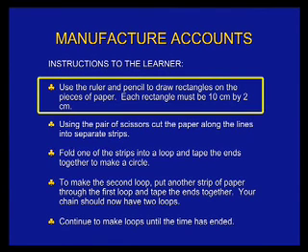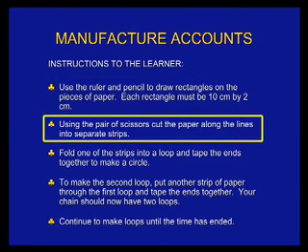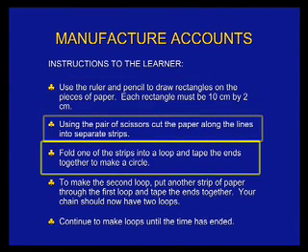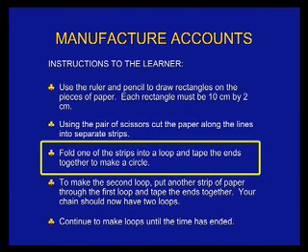Use the ruler and pencil to draw rectangles on the pieces of paper. Each rectangle must be 10 centimeters by 2 centimeters. Now we use the pair of scissors and we're going to cut them along the lines into separate strips. We're going to fold the strips into loops and then take the tape and join the ends together to make a circle.